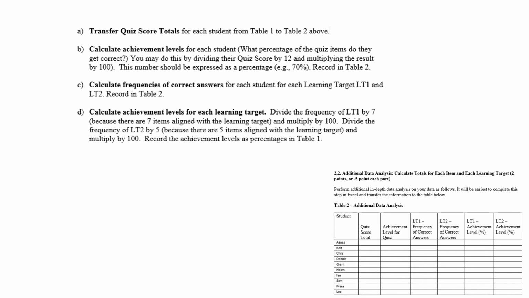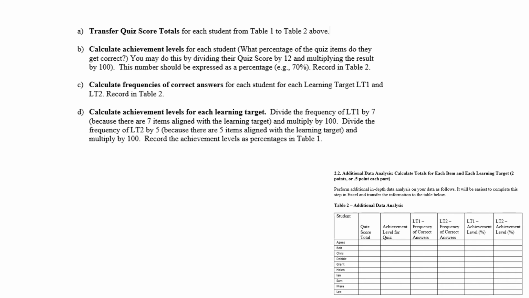In the next step, you're going to break apart the items and categorize them by learning targets. So remember, there are 7 items for learning target 1 and 5 items for learning target 2. And you can see which items go with which learning target if you look back in the first table. So the very first thing you're going to do is simply count for each student how many they got right in each learning target.